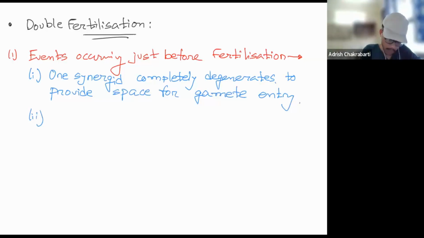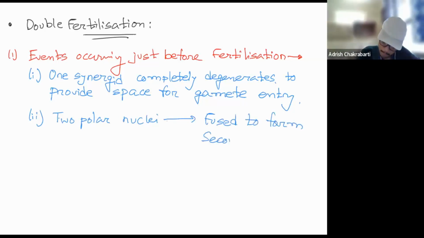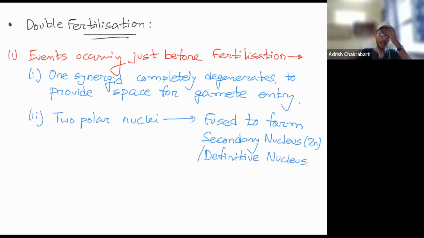So the next step is, you have to remember the structure of the embryo sac. We had a 7-celled 8-nucleate structure. In the central cell, you observed that there were 2 polar nuclei. They get fused to form the secondary nucleus, also known as a definitive nucleus.